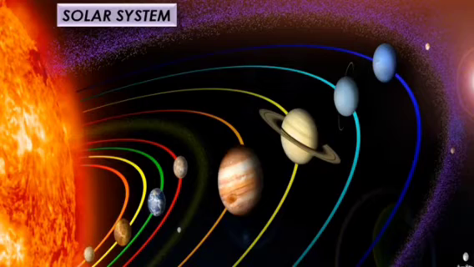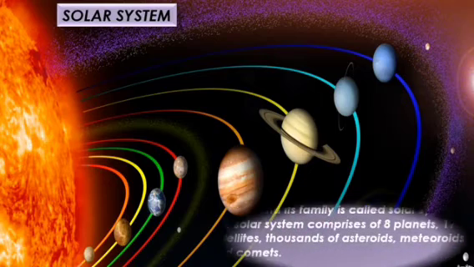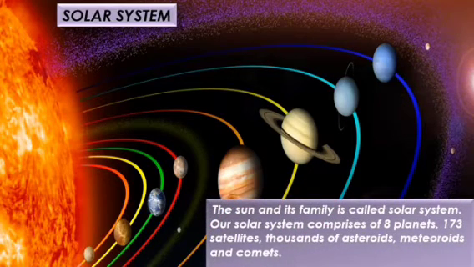Now let us understand in detail about the heliocentric model or our solar system. What is solar system? The sun and its family is called solar system. Our solar system comprises of 8 planets, 173 satellites, thousands of asteroids, meteoroids, and comets. Now, let us understand in detail about all these concepts.